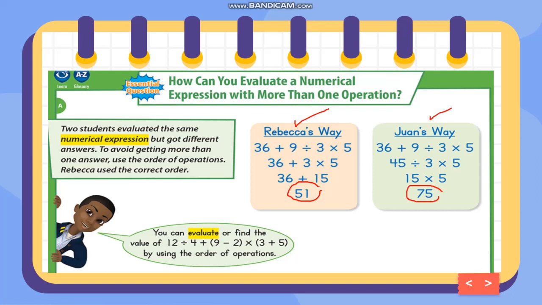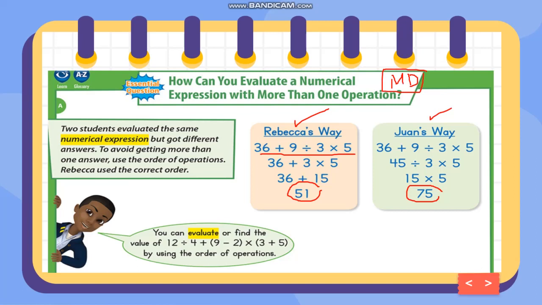The PEMDAS rule. P stands for parenthesis. Do we have parenthesis here? We don't have. Do we have exponent? We don't have. Do we have multiplication and division? Yes. Multiplication and division is one rule. Why? You need to find out which comes first from left to right.